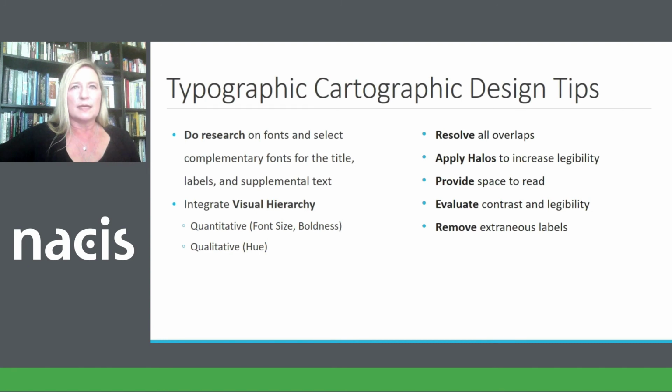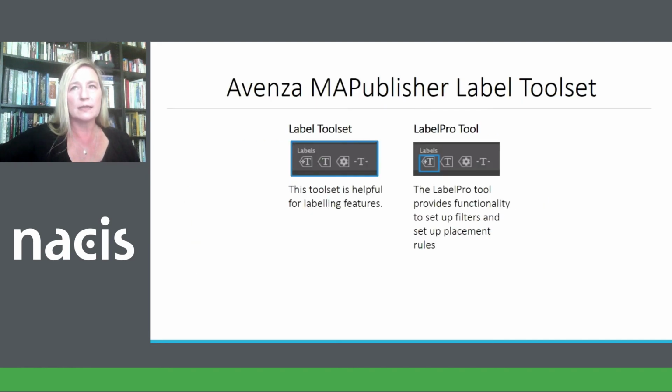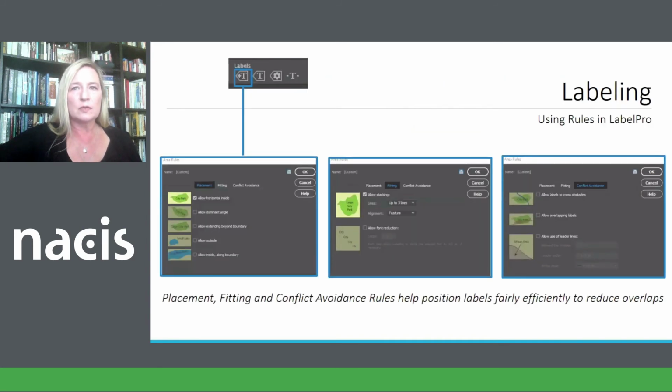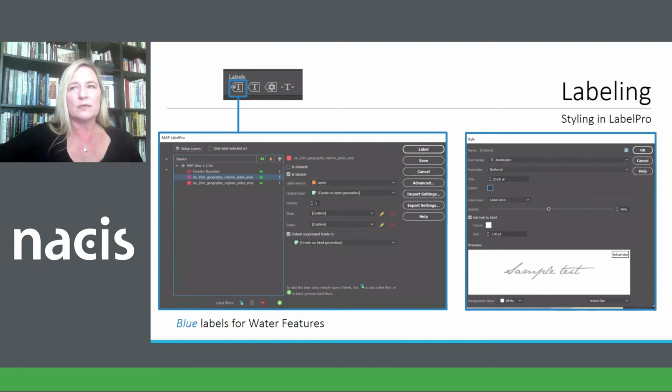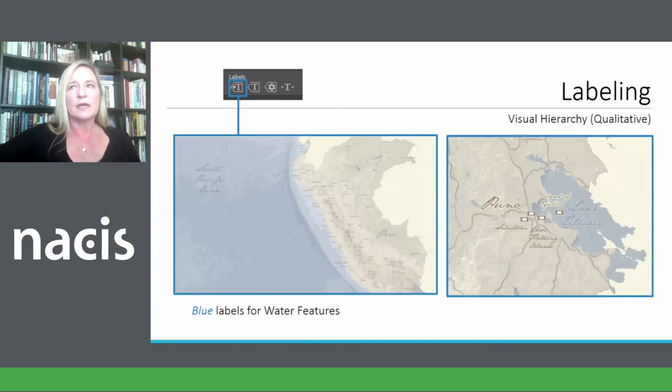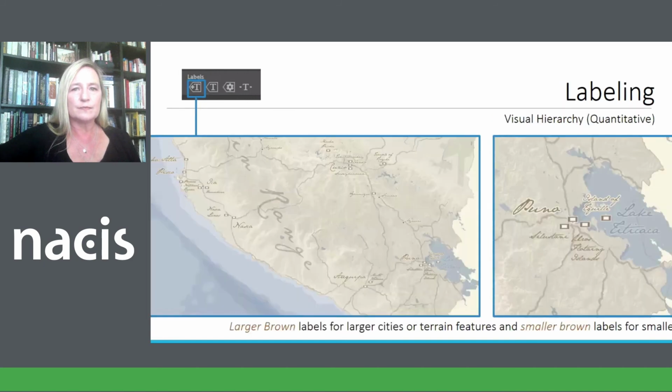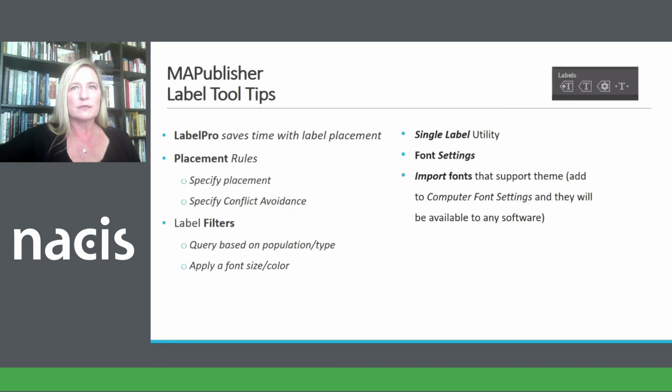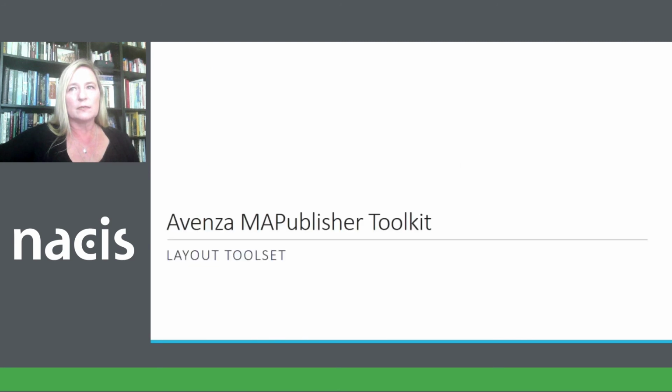And then the labeling tool set, basically researching fonts, choosing a font that reflected the aesthetic and the theme that I wanted, resolving overlaps, and applying halos helps a lot, and also just providing space to read. So I used the Label Pro tool and applied rules and styling to reflect qualitative and quantitative visual hierarchy principles and communicate the relative size of locations and the types of features. So Label Pro definitely helps save time, but I still did spend quite a bit of time just manually moving things around so it looked the way I wanted it to.